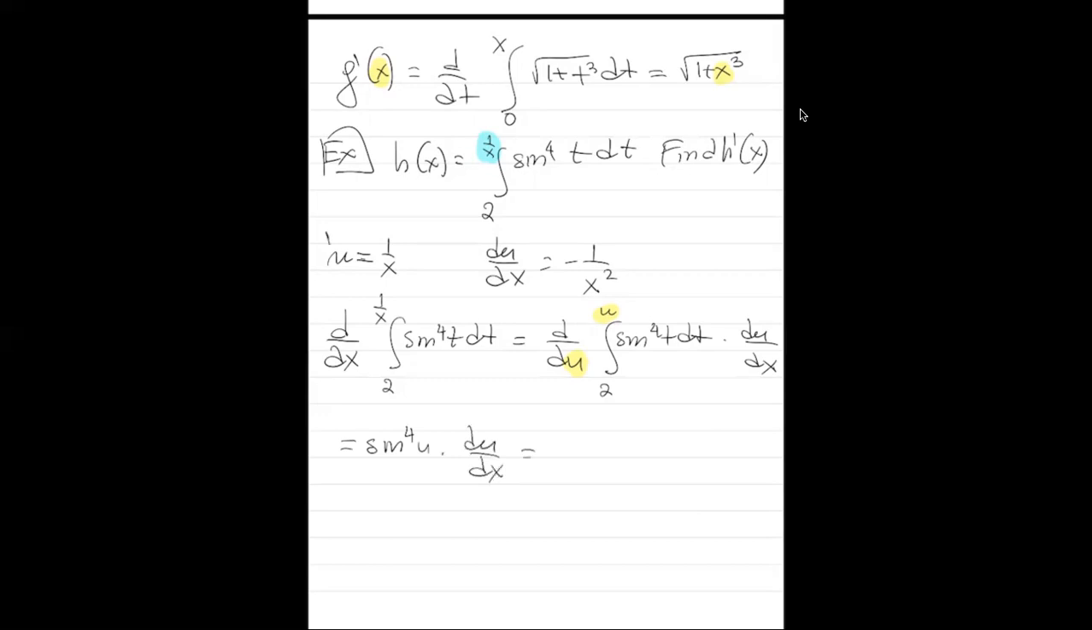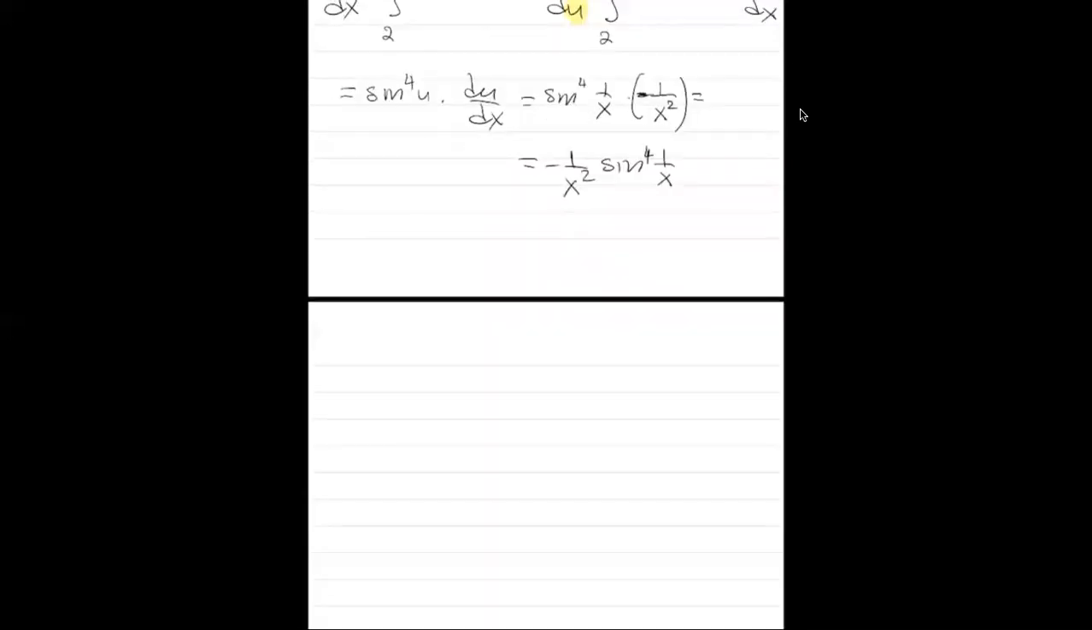Now substitute u with 1 over x, sine to the fourth, 1 over x, and du dx is right here, negative 1 over x squared. Now, you have to be careful not to simplify here because there is nothing to simplify, but I'm going to put negative 1 over x squared on the front. Negative 1 over x squared on the front, sine to the fourth, 1 over x. So that's it.